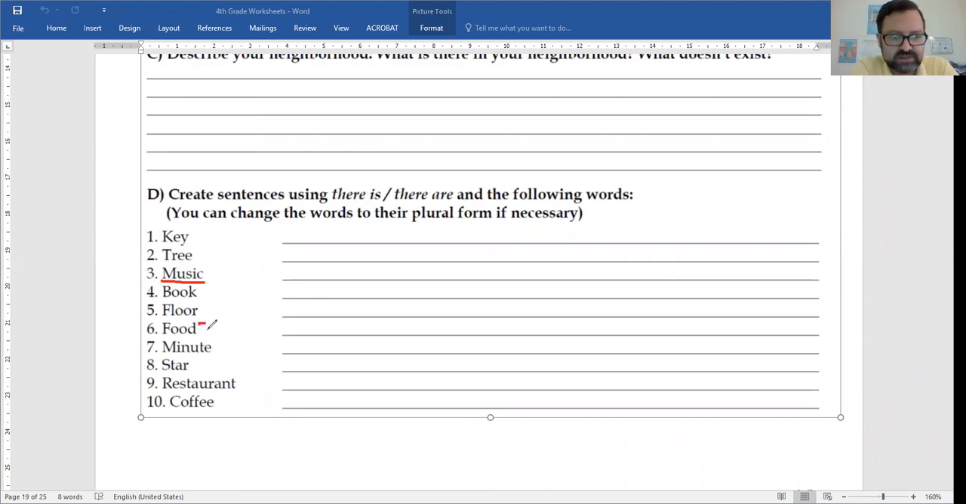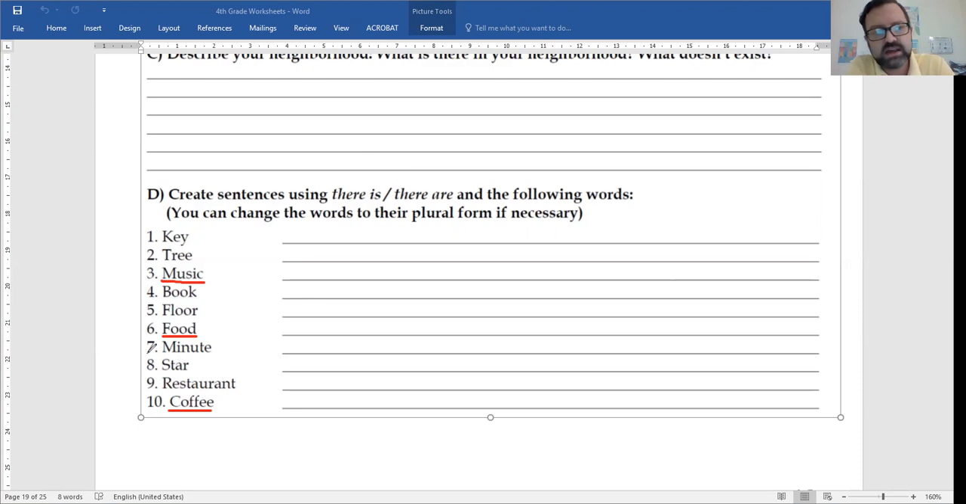Food and foods. Food is generally an uncountable noun, okay? Minute, we can definitely count a minute. Minutes, 1 minute, 2 minutes. Stars, we can count stars as well, although you will be counting for a long time. And restaurant, also, I used that earlier. So yes, we can definitely count restaurants. Coffee here is an uncountable noun. So make sure when you are using uncountable nouns, we want to choose is, okay? Because there is no plural form of coffee, all right?